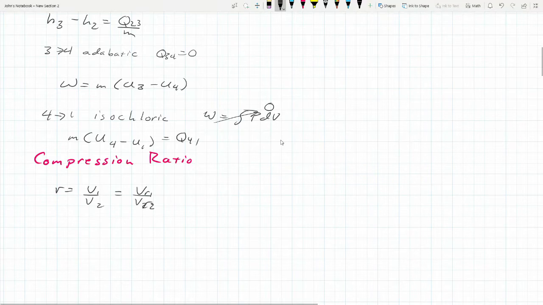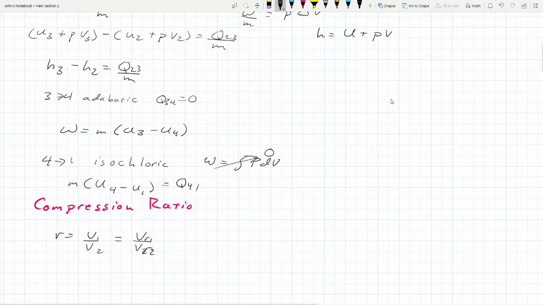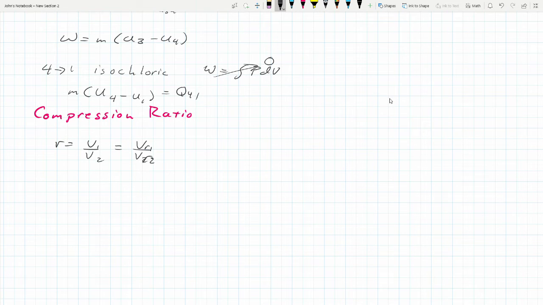However, this does have a compression ratio, but diesel has something different. Recall here, you're having a change in pressure. I'm not having a change in pressure. The pressure from 2 to 3 is constant. However, you're having a change in volume. Well, you need to know what that change in volume is. So, diesel engines have another constant called a cutoff ratio, or rc.